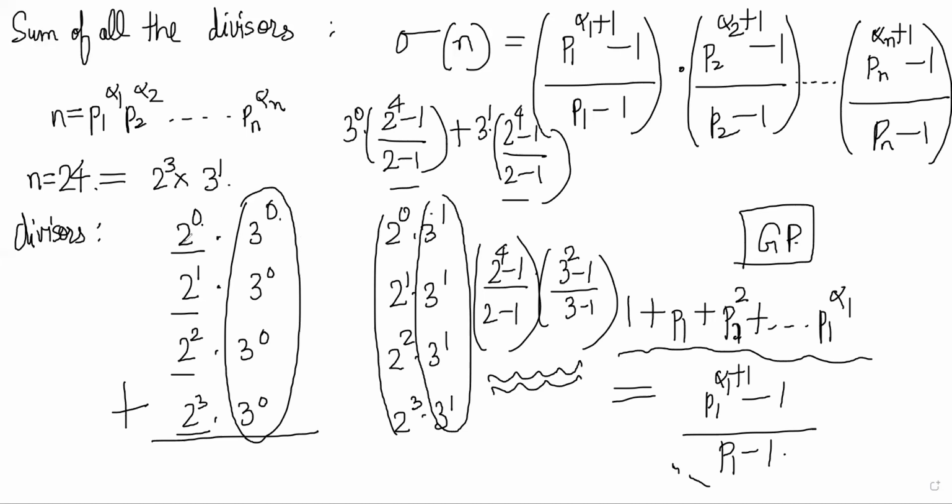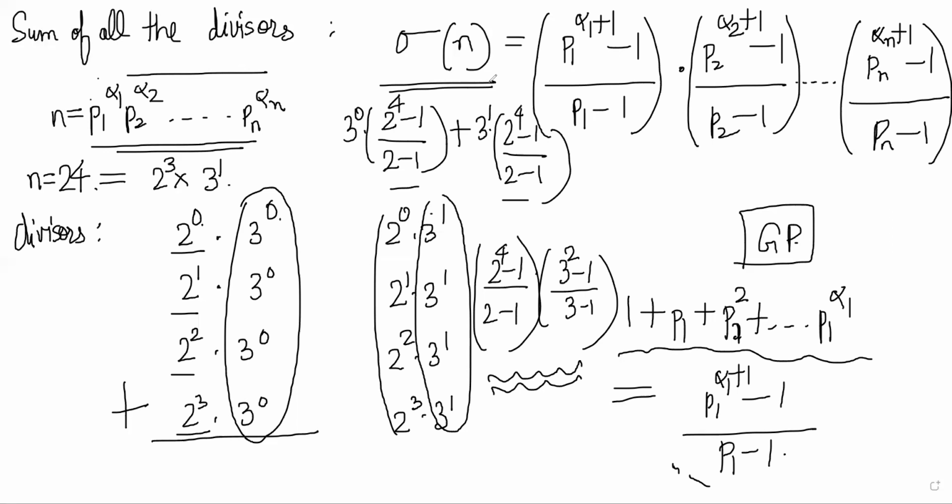In the same way, you can prove this also if it was more complicated. Basically, keep everything else fixed, vary p1 powers from 0 to alpha 1. Then keep everything else fixed, vary p2 powers from 0 to alpha 2, something like that. And add in a vertical column. You can convince yourself that this formula will work. This will give you the sum of all possible divisors.